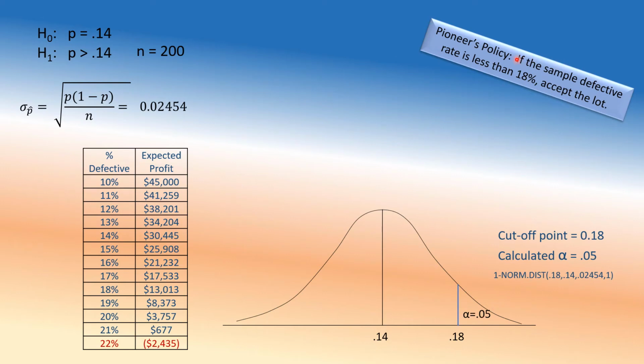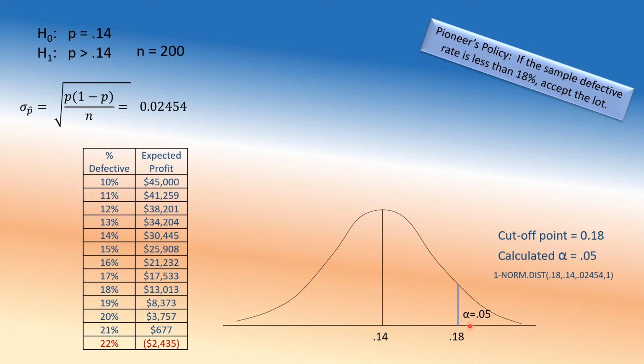And here I have the pioneer's policy. This is very critical. If the sample defective rate is less than 18%, accept the lot. That means if you belong here, accept it. Belong there, reject it. So far so good. This is all from type 1 error from our first video. This is all we have done before.